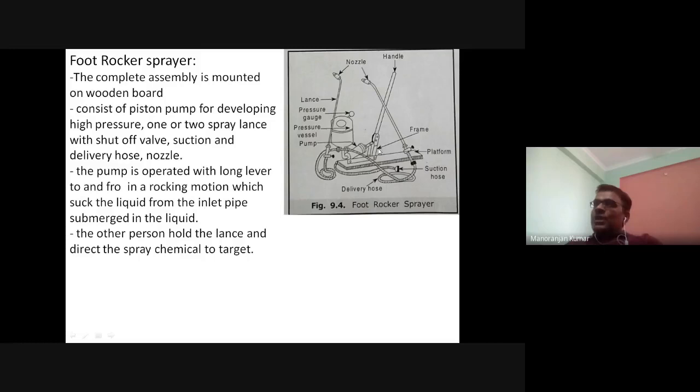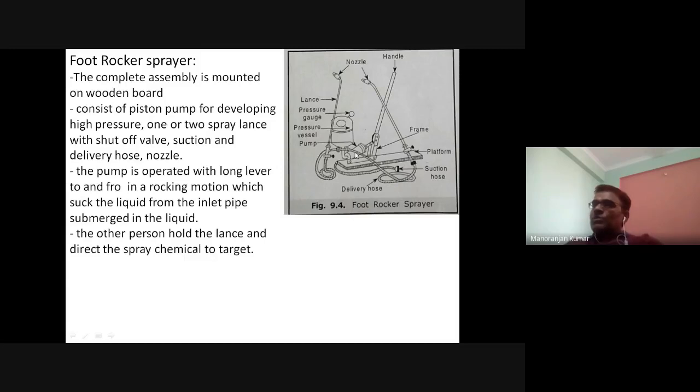So here the complete assembly is mounted on a wooden board. This is the wooden board. On this board, all the parts of this sprayer are mounted. So what are the different parts of this sprayer? It consists of a piston pump for developing high pressure. This is the piston pump for developing the pressure.